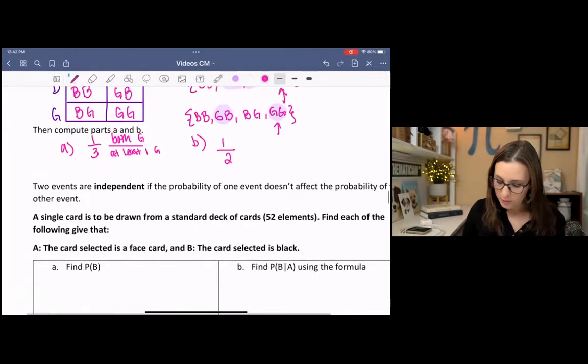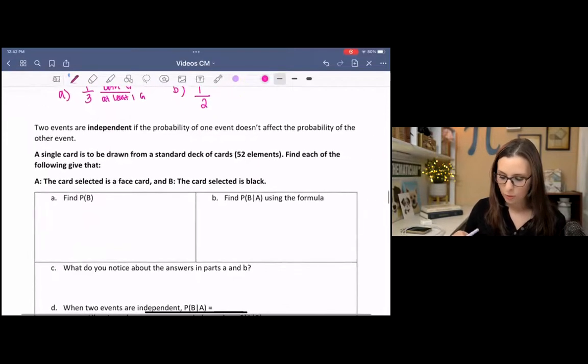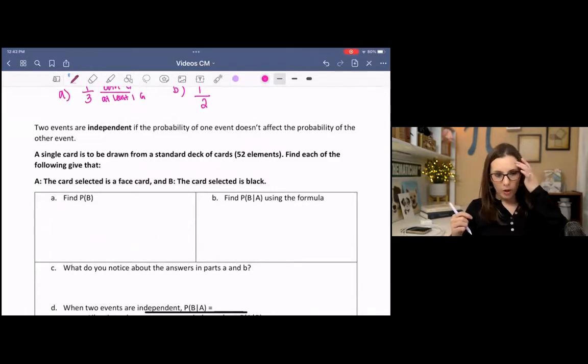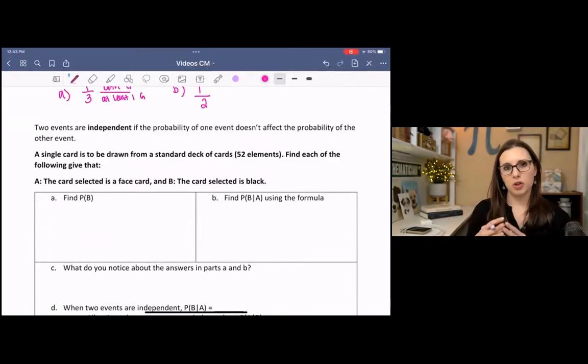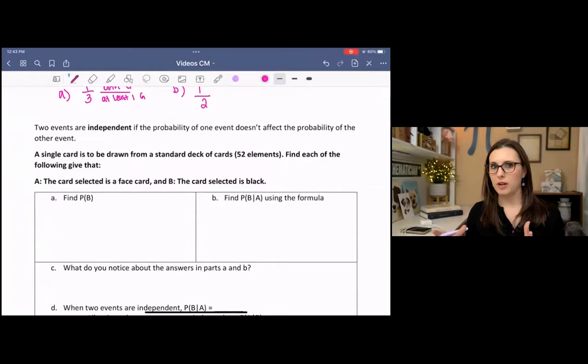Two events are independent if the probability of one event does not affect the probability of another event. So we are going to run through the formula of this to determine mathematically if 2 events are independent or not, but I want to talk about this logically a little bit before we get into that. Independent means one does not affect the other.